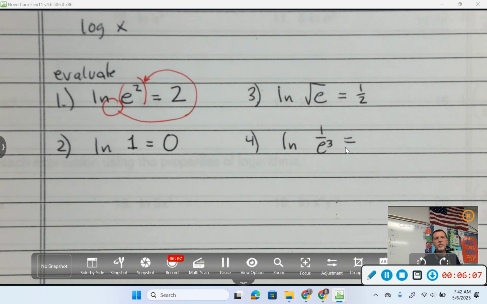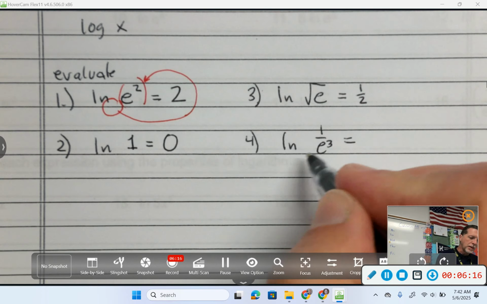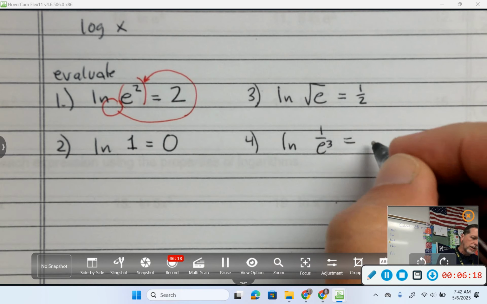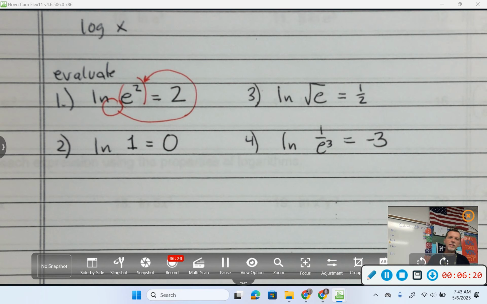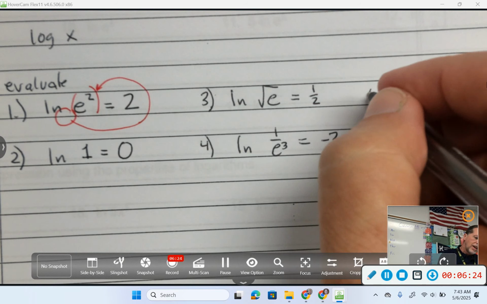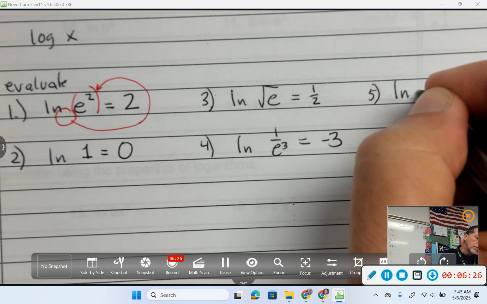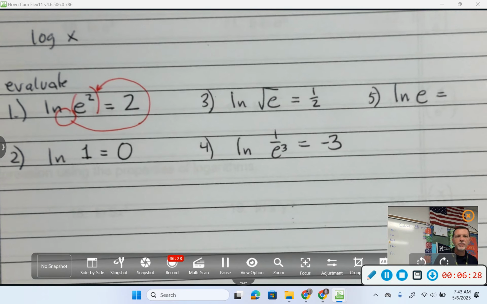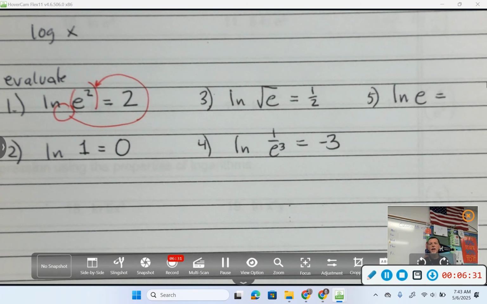Natural log of 1 over e cubed. That's -3. Again, I'm not drawing the fishhook anymore, but mentally I'm thinking about it. E to the what equals 1 over e cubed? Well, e to the -3 would make that work. And then what should be the easiest one of all, but sometimes messes people up, I don't really know why: natural log of e. That's 1, because e to the first is e.